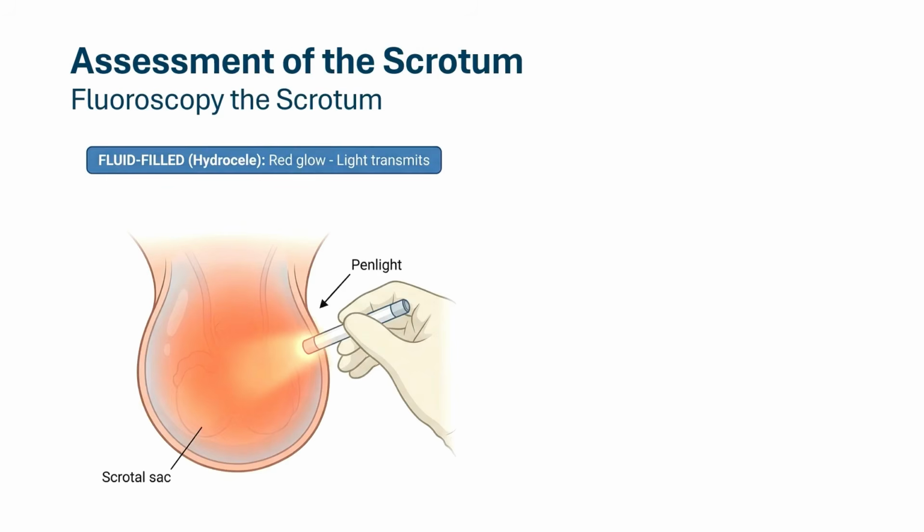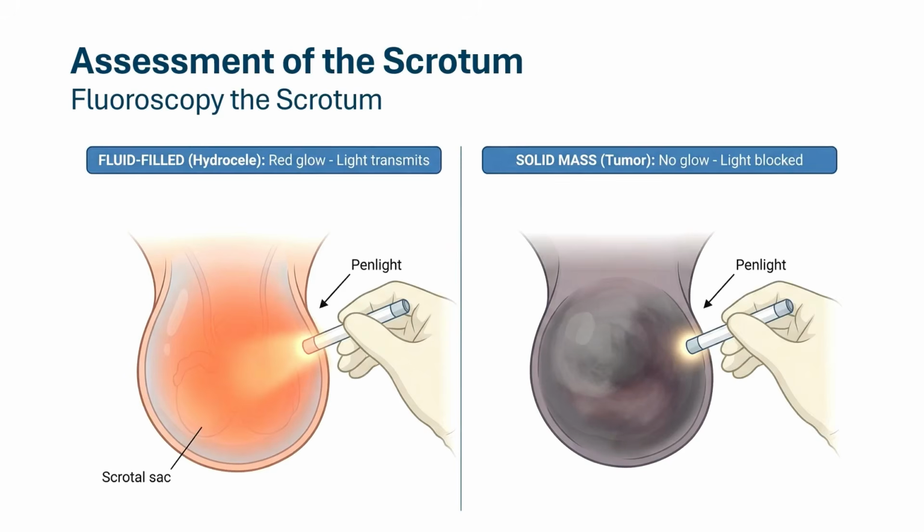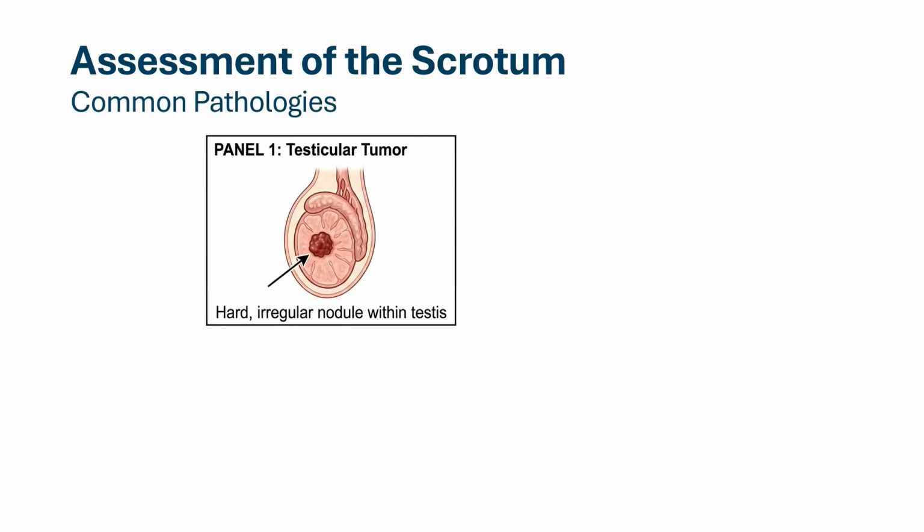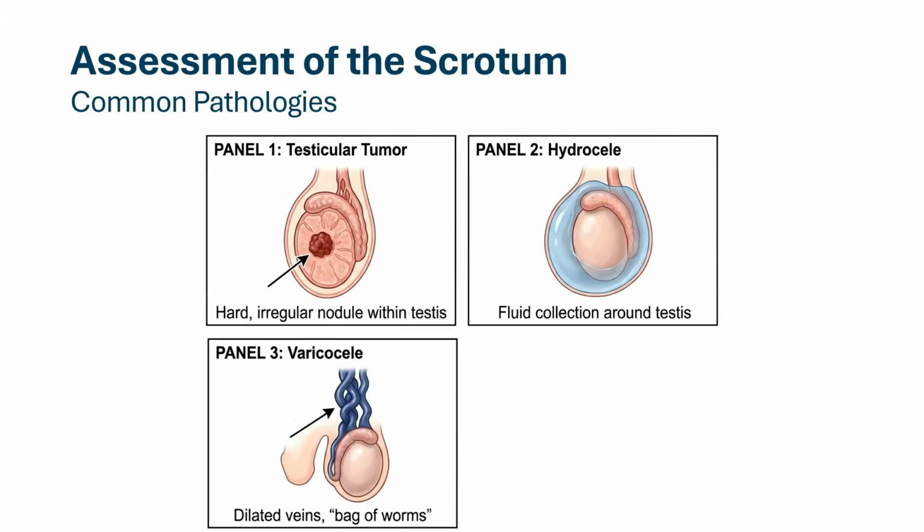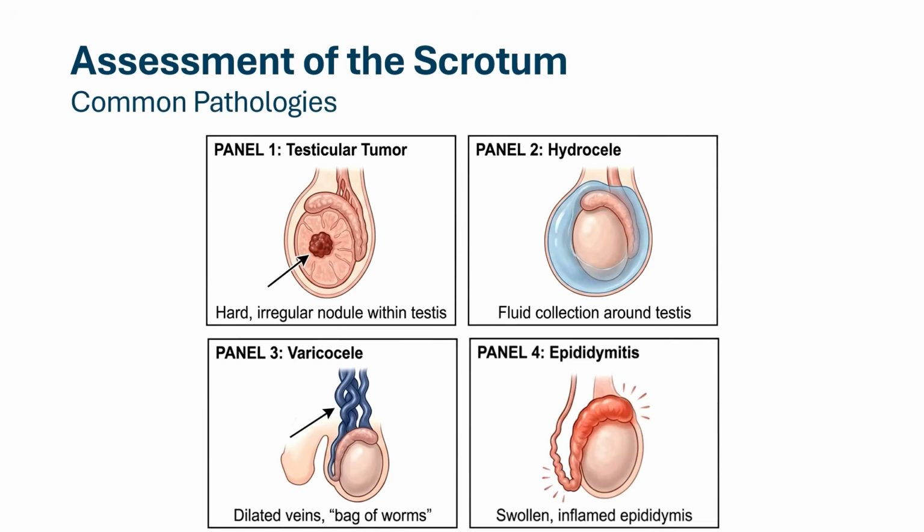Transillumination of the scrotum. If a mass or swelling is detected, transillumination of the scrotal contents is performed to observe for a red glow. Common pathologies: testicular tumor, hydrocele, varicocele, epididymitis.